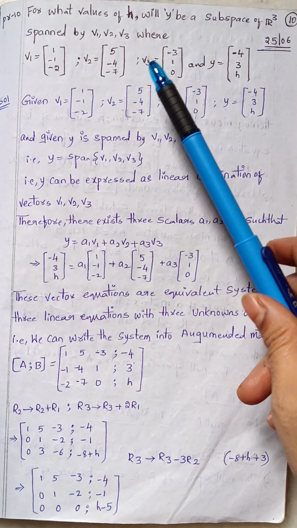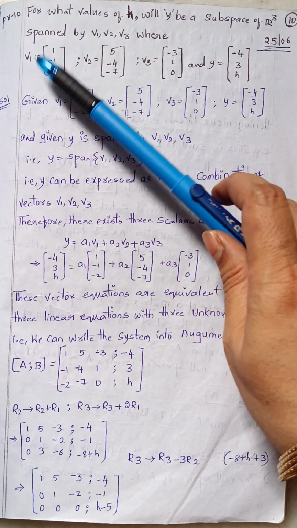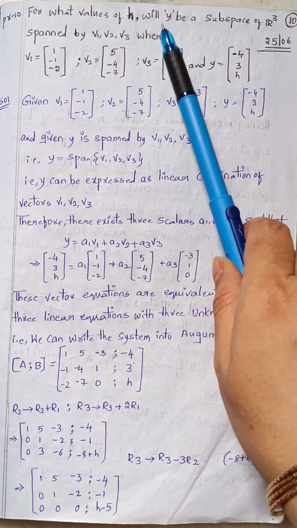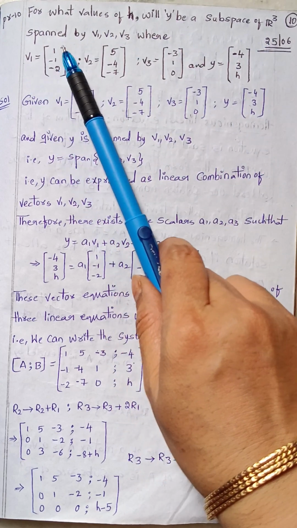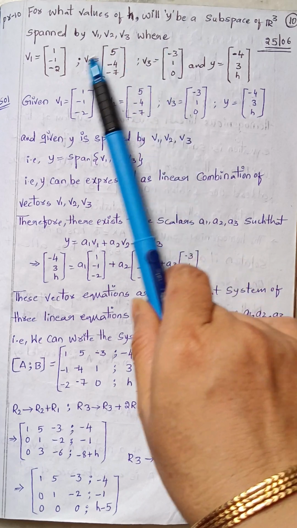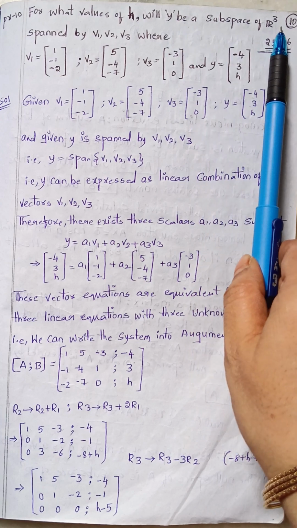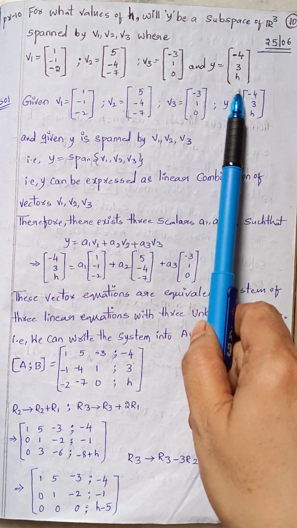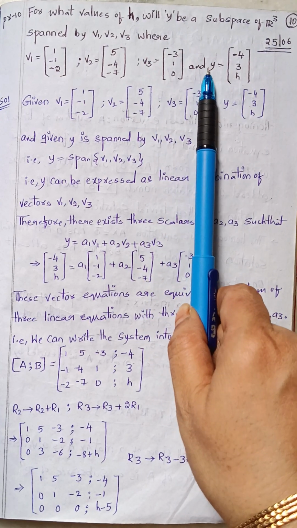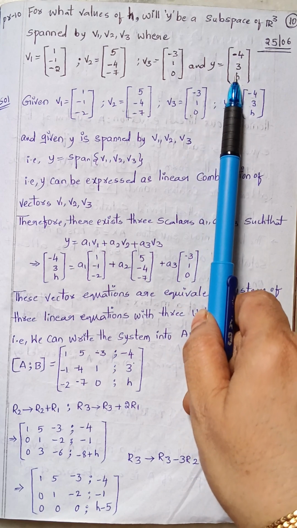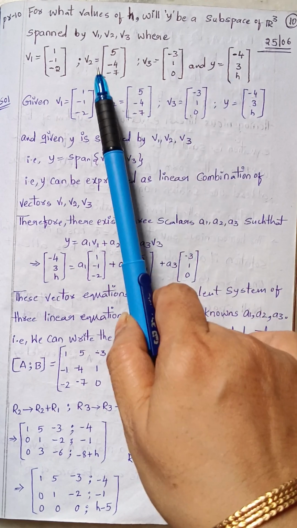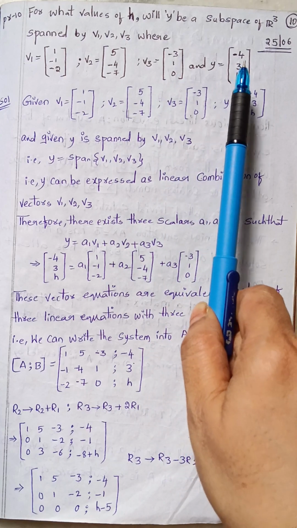So this is one kind of different problem. For what values of h will y be in the subspace of R3 which is spanned by v1, v2, v3? Here three vectors are given and y is spanned by them, then what will be the value of h? It is asking. In y, one element is not given. If it is spanned by these three vectors, then find the value of h.